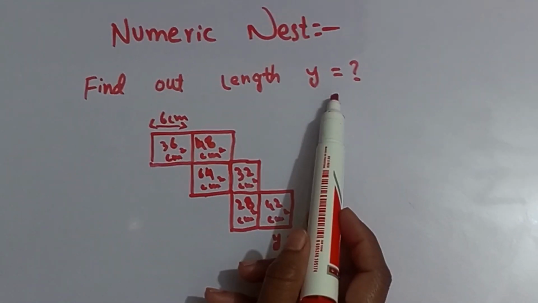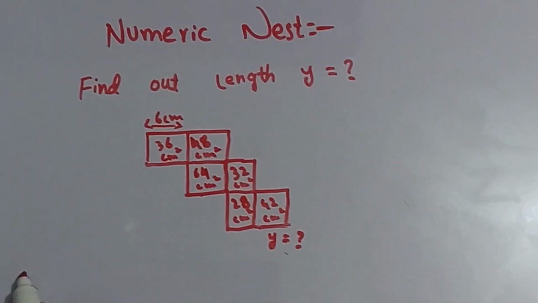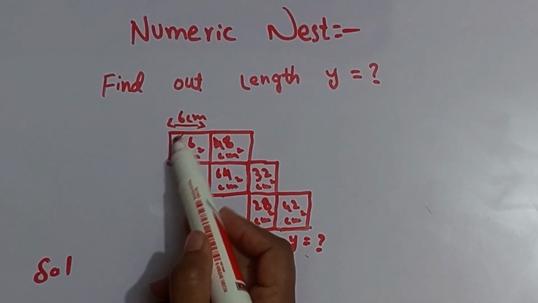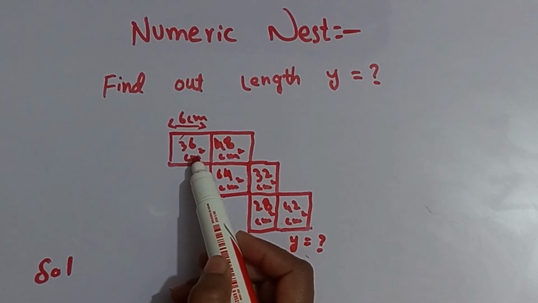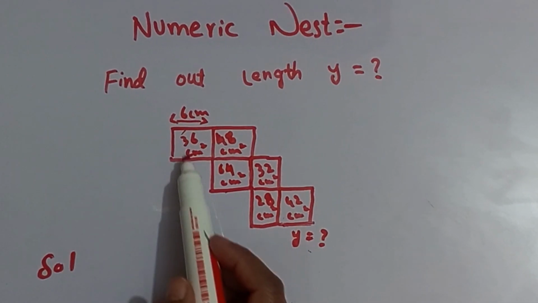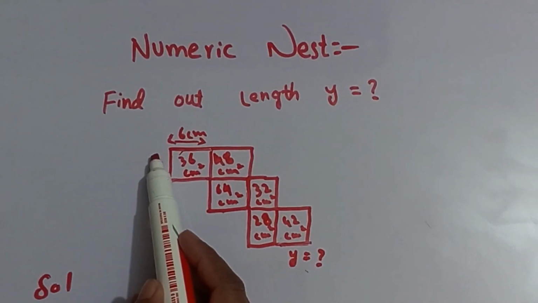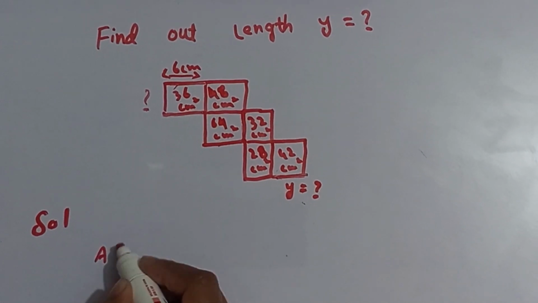We are going to find out the length of y, which is this side. So let's start. First of all, look at this shape. The area of this shape is 36 centimeter square, and one side length is given, which is 6 centimeter. So if this is 6 centimeters, this is also 6 centimeters, we need to find the length of this side.